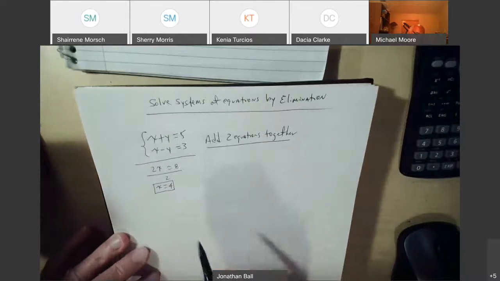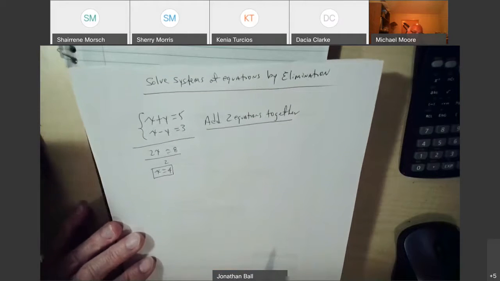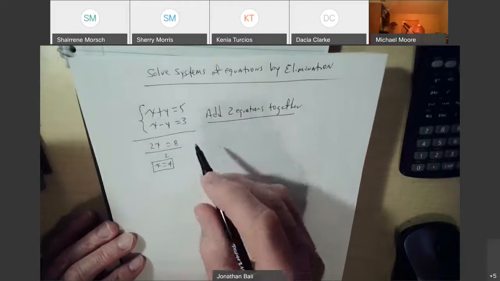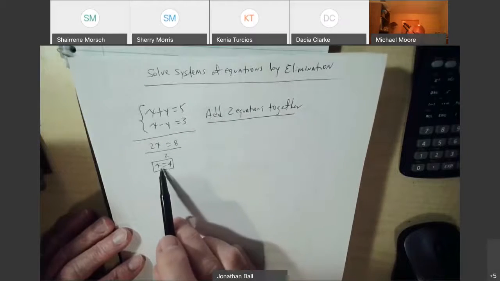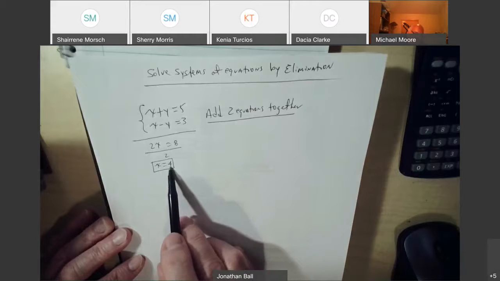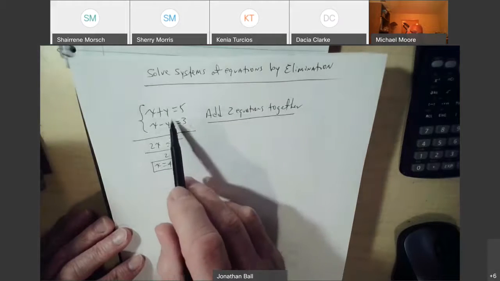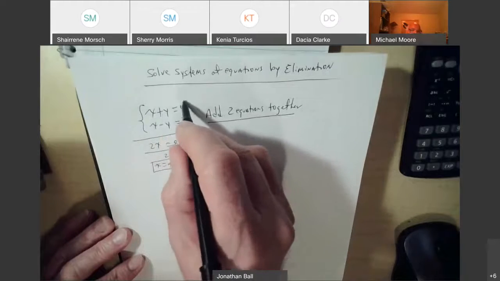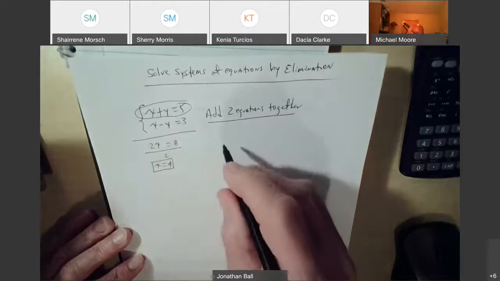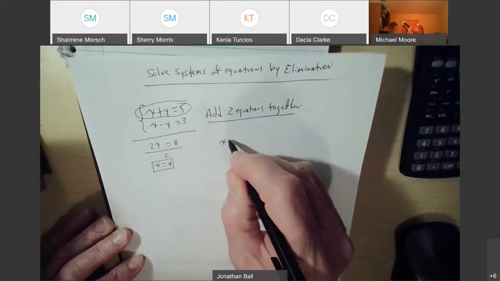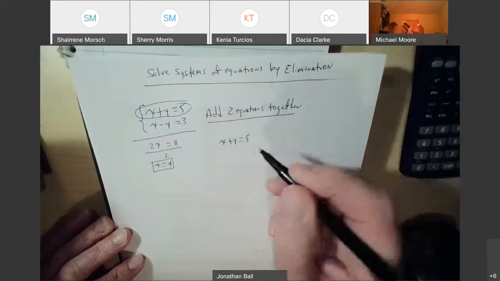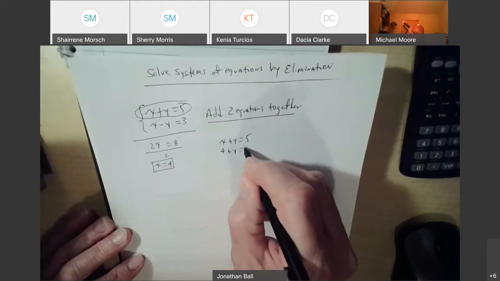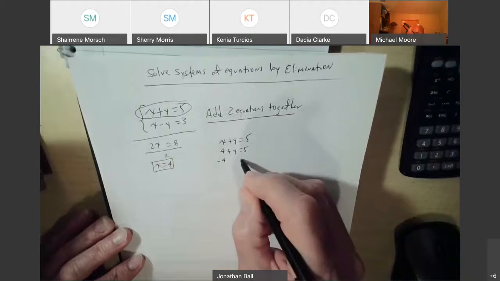Now the elimination method you can see is much easier than the substitution method, but it takes a little more thinking about what's going on. Now we're going to substitute. We know that x is 4. We're going to substitute it back into either equation. It doesn't make any difference. Let's take the top one because all the numbers are positive. So we have x plus y equals 5. We plug in, and we know that x is 4. 4 plus y equals 5. Subtract 4 from each side.